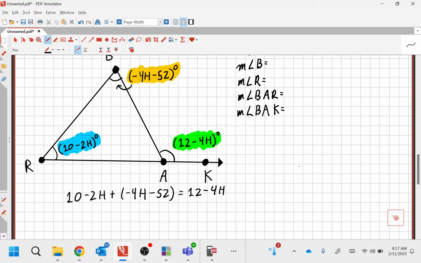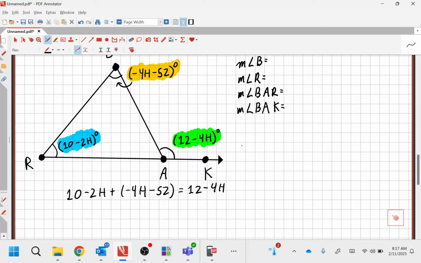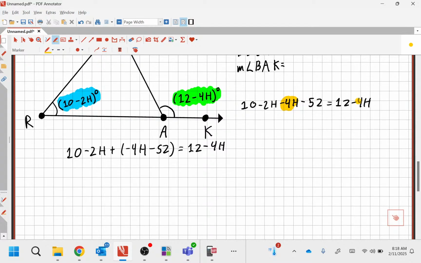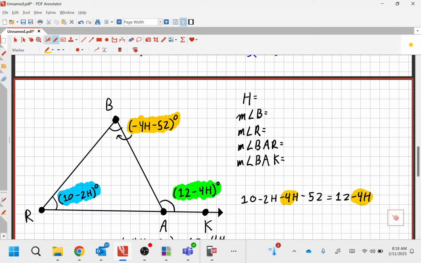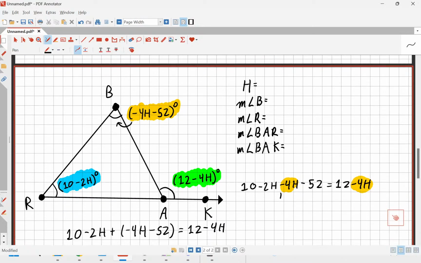I'm going to simplify that a little bit. So it says 10 minus 2h minus 4h minus 52 is equal to 12 minus 4h. Beautiful. Keep it going, Arden. So we're going to get rid of them. I actually really like that move. I saw that on your paper. Because if you do that, guys, before you actually combine anything, the 4H's go away.